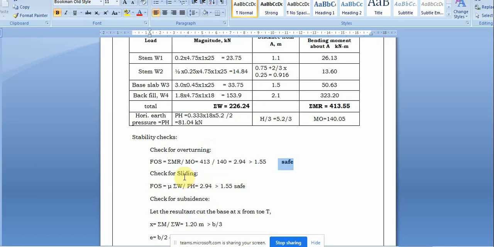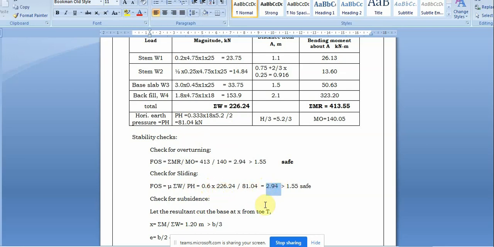Similarly, the second one, check for sliding. FOS, the factor of safety against sliding, is mu into summation of vertical downward force divided by horizontal force. So 0.6 is the mu value multiplied by the vertical downward force, that is 226.24, divided by the horizontal pressure, that is 81.04. This is the pH value we have got.